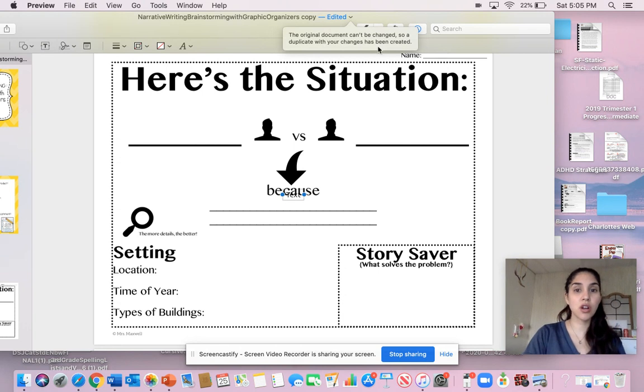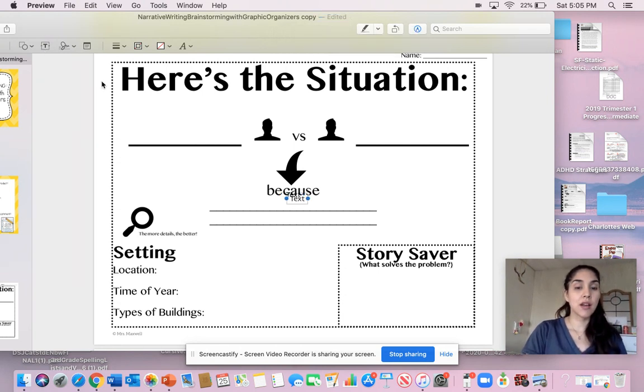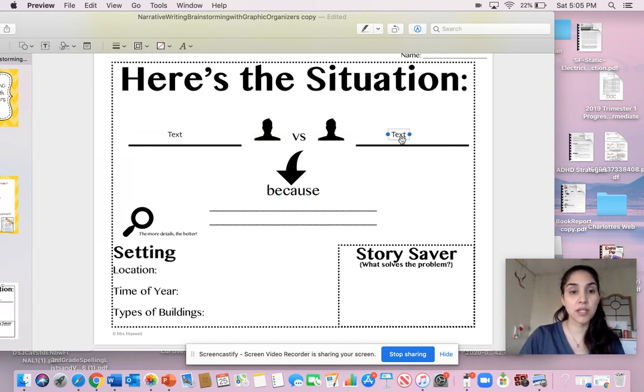We're going to start off by creating the base of our story by saying who the characters are. So it says, here's the situation, blank versus blank because. Now these are your characters. If you want it to be real people like Martin Luther King versus Abraham Lincoln, that's fine. If you want to make up your own fictional characters, somebody maybe like Captain Underpants or Dogman, somebody who doesn't exist, you can do that too.